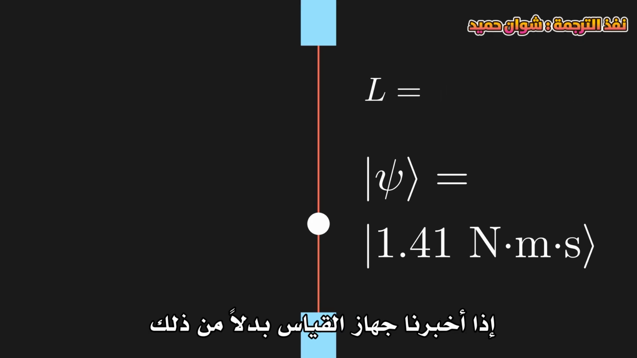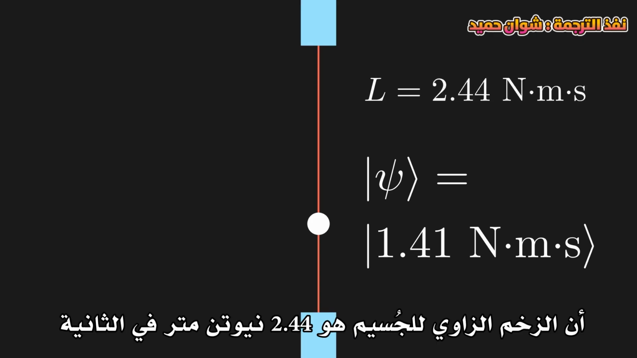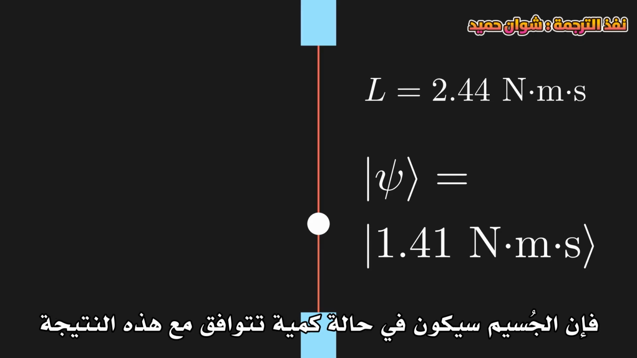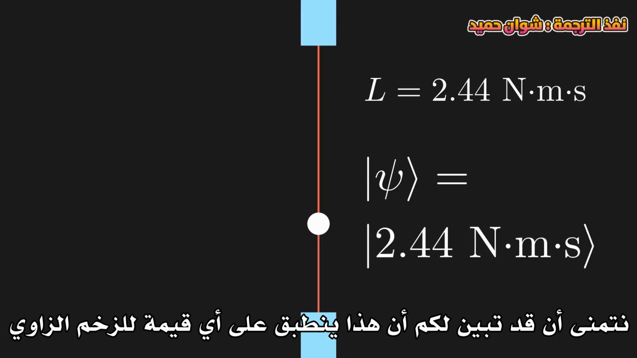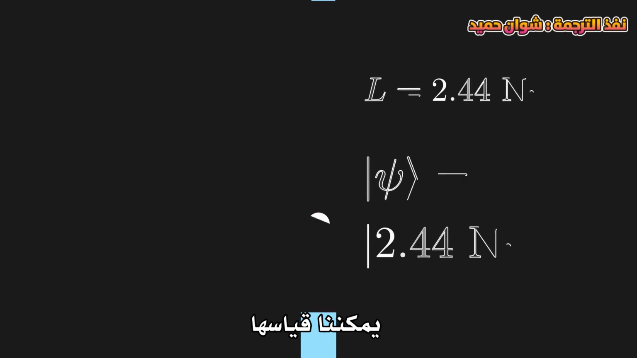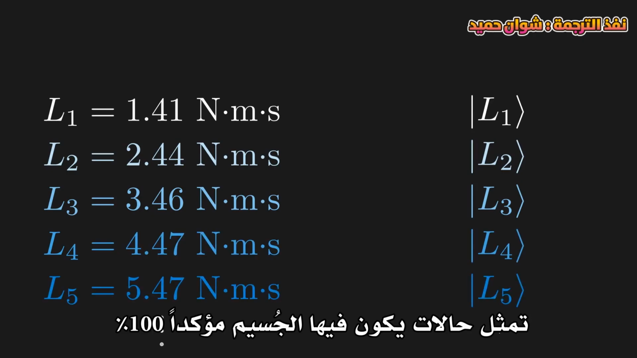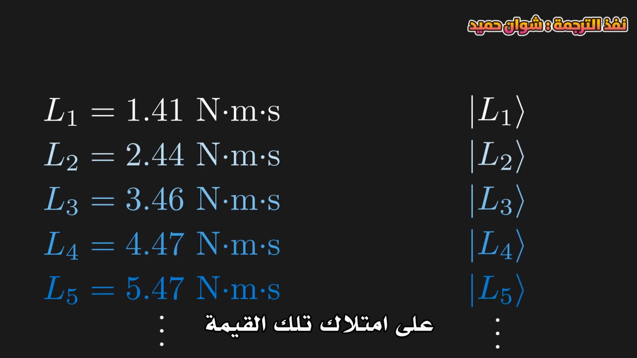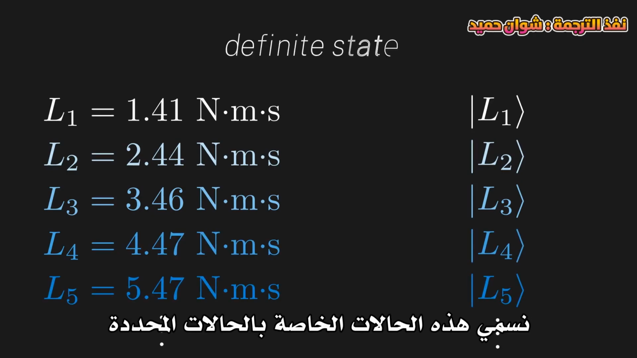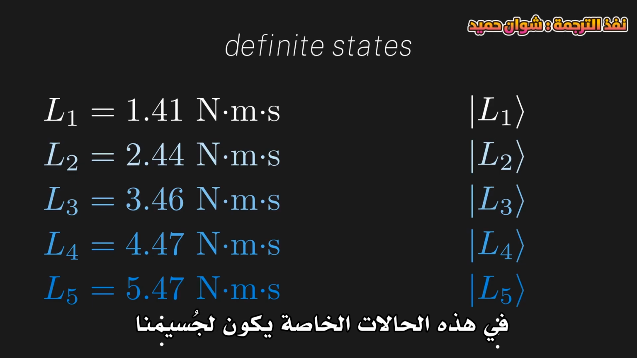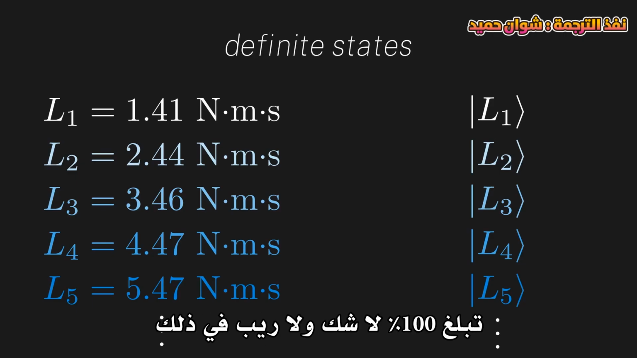If instead the apparatus told us the particle had an angular momentum of 2.44 Newton meters seconds, then the particle would be in a quantum state corresponding to that outcome. Hopefully you see that this would be true for any possible angular momentum we could measure. So what we have is a list of possible measured values and associated kets, representing states that 100% have that value. We call these special states definite states. In these special states, our particle has a definite 100% certain value for angular momentum, no ifs or buts.